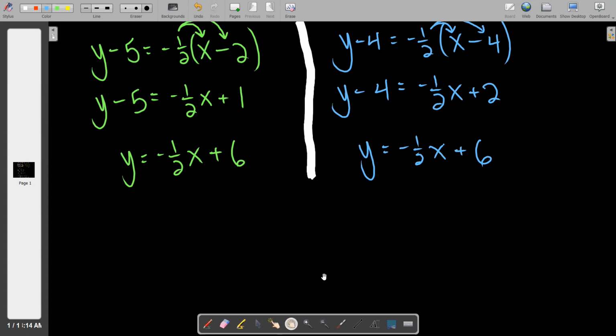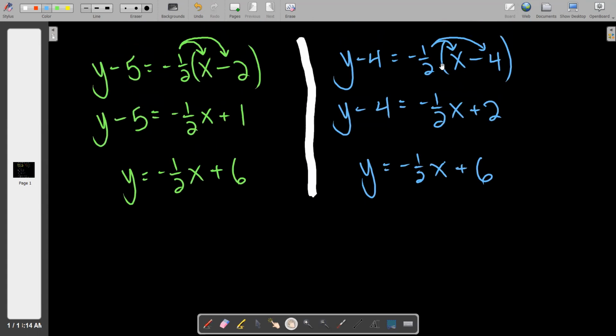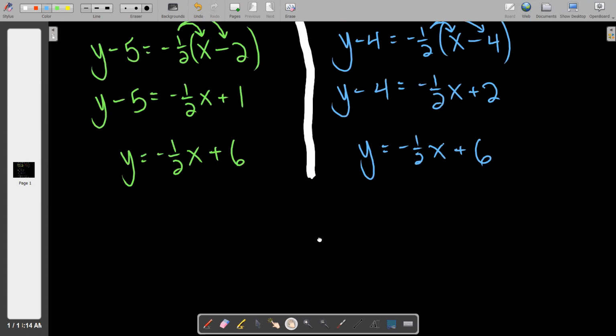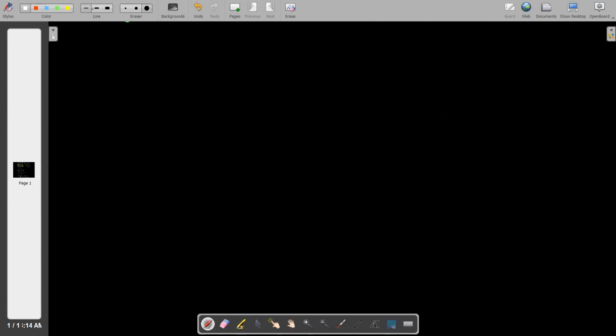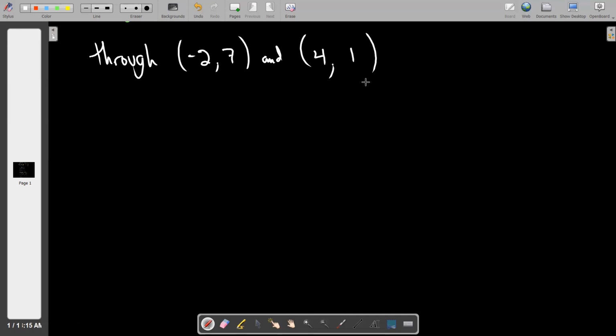All right, let's practice that again. We're not going to go through all these steps again. We're just going to stop when we get to the point slope. So let's practice again. This time, I would like to go through the points -2, 7, and 4, 1.